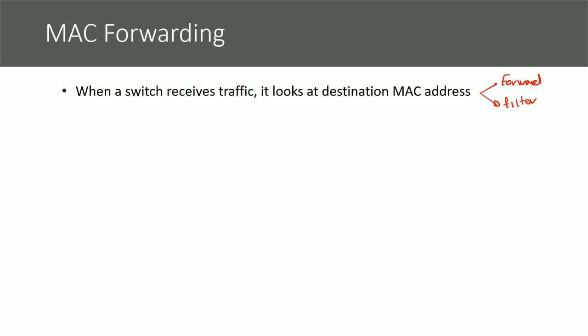So the decision whether to forward it or to filter it at every port is all based on the destination MAC address and the information available to the switch at that time. We will talk more about this process in the coming slides.